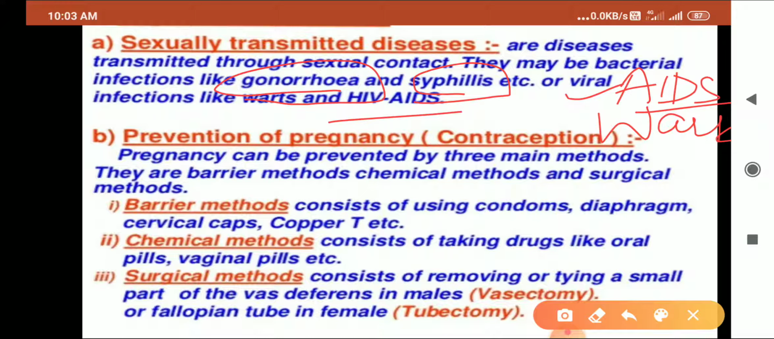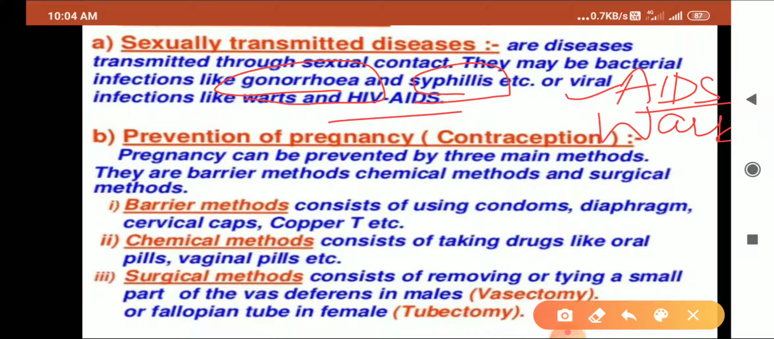Now we have various methods to prevent these diseases, and for birth control or the contraceptive methods to control pregnancy, we have certain natural methods. The natural method includes lactational amenorrhea, and the barrier methods include condoms, diaphragms, cervical caps, copper T. These are the barrier methods. These barrier methods act as a barrier, or they prevent the meeting of the male and the female gametes.